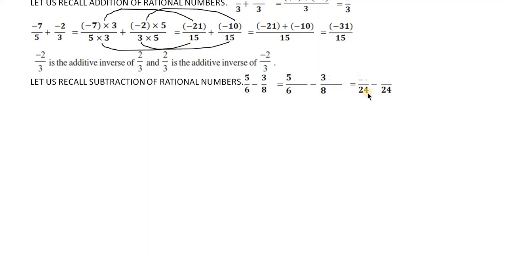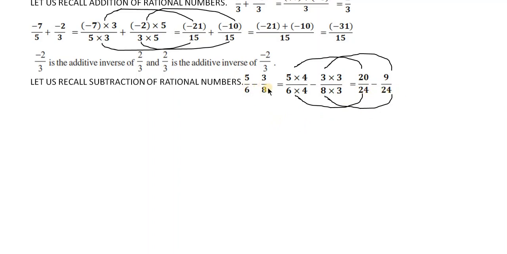This is the fraction which is to be written here. The denominator 6 here has become 24. How many times have you multiplied it? 6 4s are 24. So the numerator will also be multiplied by 4. 5 4s are 20 will come here. Okay. Now this 8 has become 24. So how many times do I have to multiply it? 8 3s are 24. So the same 3 times I will have to multiply the numerator. 3 3s are 9 will come here.